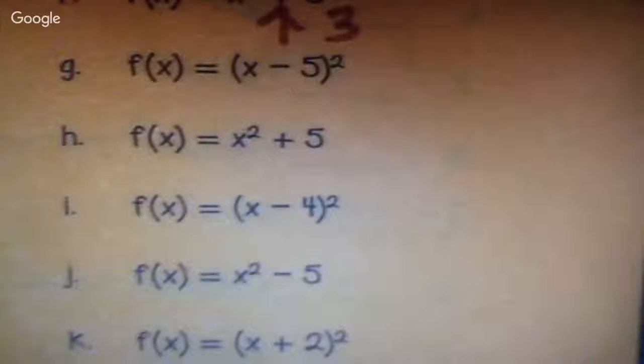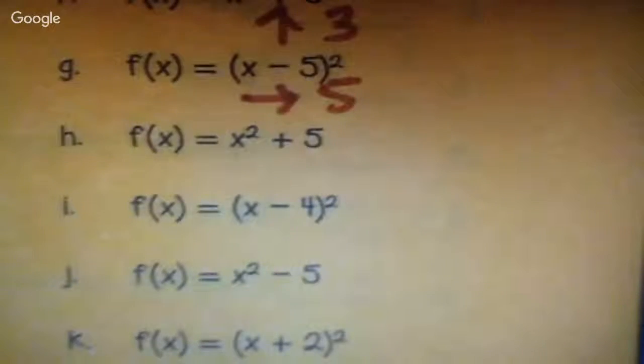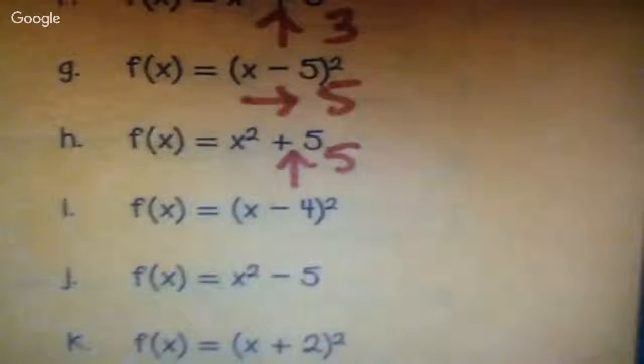Okay. G: 8, right 5. And that's 8. H: up 5. So that's number 2. To the right by 4.